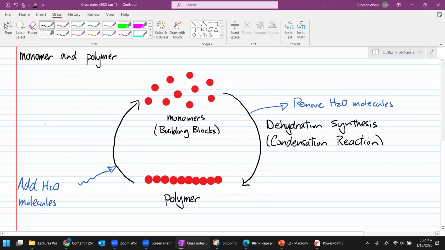And this is called hydrolysis. Hydro means water. You should know that by now. And lysis is to break. So hydrolysis is to break apart the polymer by adding water.